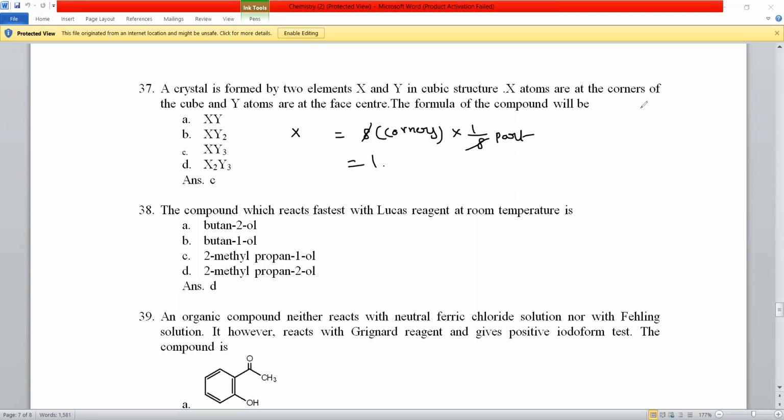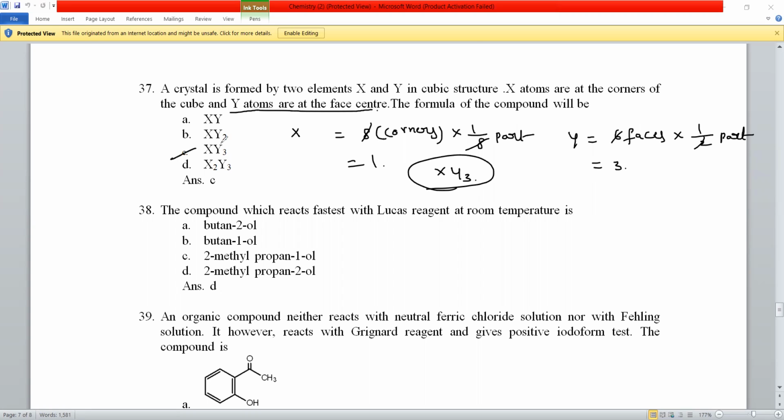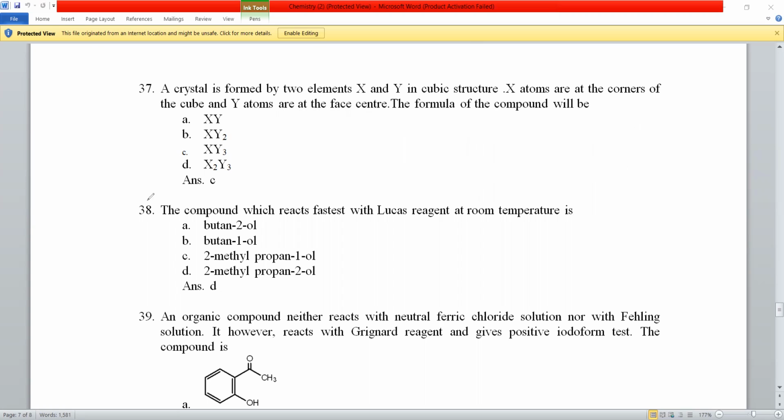X is 1. Then Y atoms are at the face centers. How many faces do we have for the cube? 6 faces. Each face contributes how much part? 1/2 part belongs. So on simplification, we get 3 as the answer. So X is 1, Y is 3. So XY3 is the formula. Next, 38. The compound which reacts fastest with Lucas reagent.